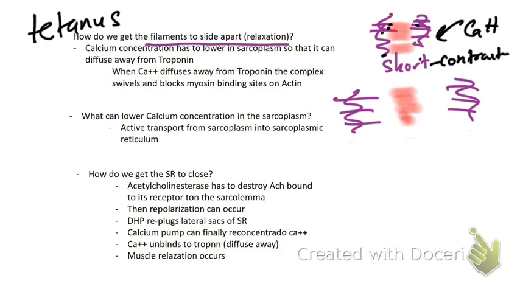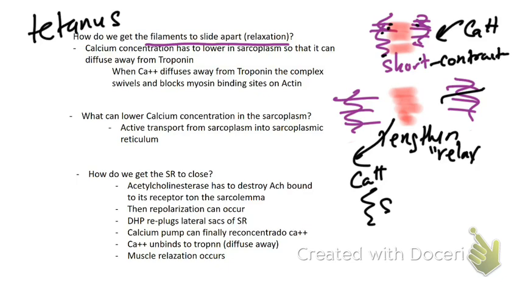All right, now, in order to get it to lengthen, in order to get the muscle to relax, the calcium has to leave this and it has to go back into the SR. As long as calcium's present, we're going to get a shortening. We have to get it to leave to get a lengthening. So that's what I wanted to focus on here with this slide. We're going to have to lower the calcium levels in order to get a relaxation. And we know that as soon as the calcium levels are low enough, calcium will just simply diffuse away from its complex.